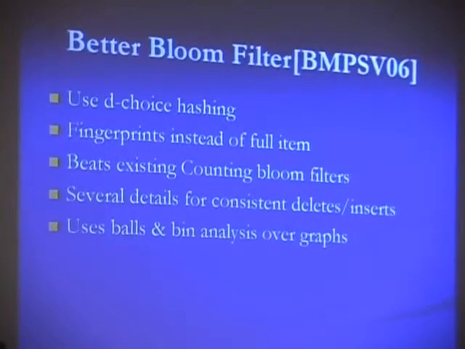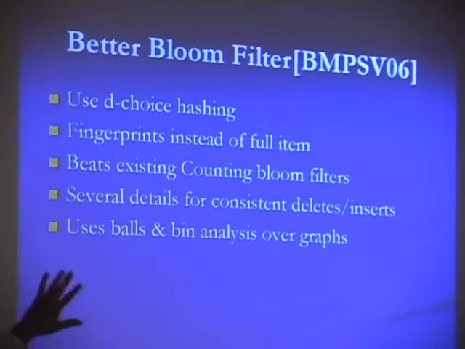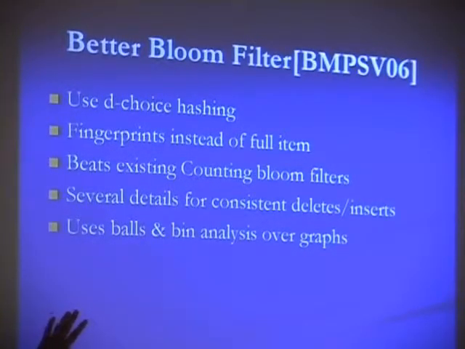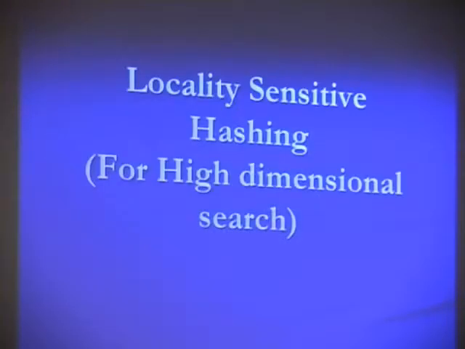And then, as I had mentioned, all these methods of multiple choice hashing can also be used to get a better construction of Bloom filters, which beats the classical Bloom filters by a small constant factor. I won't mention the details. So having looked at hashing for exact match, let's now move on to hashing for nearest neighbor search, which is called locality sensitive hashing. Any questions before we move on?